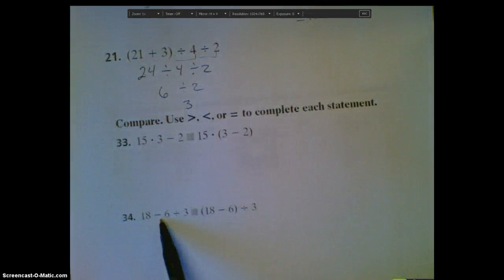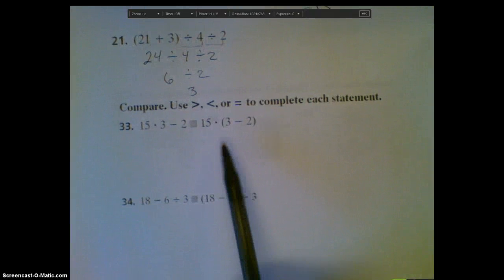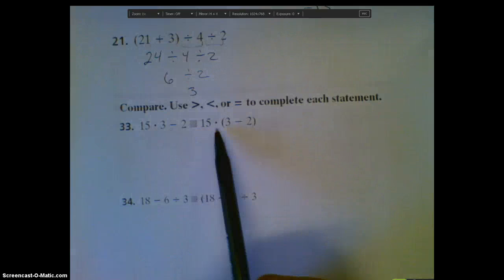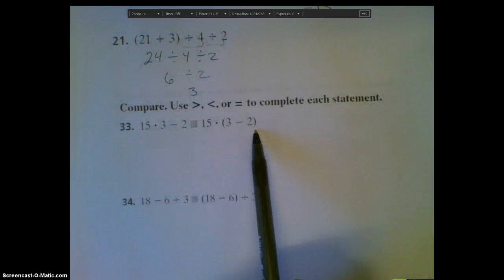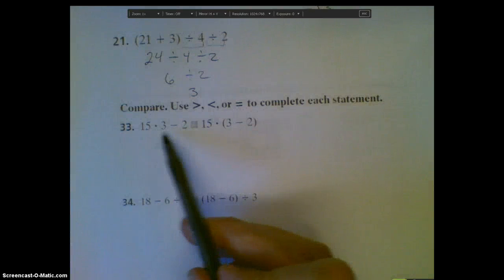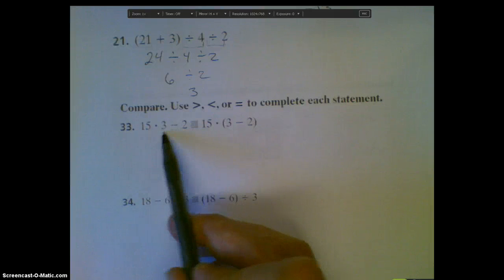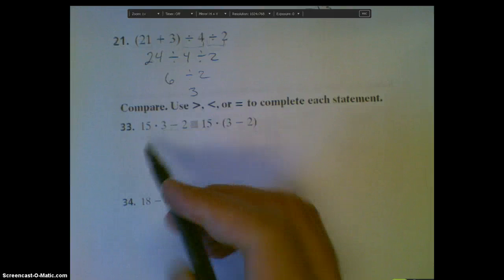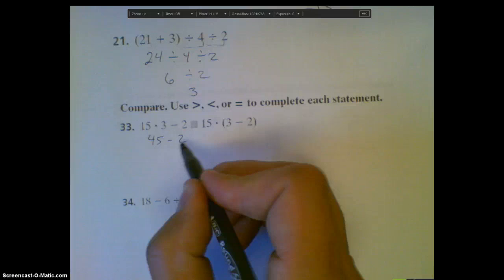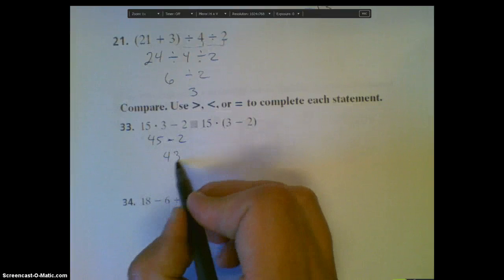34 and 33 are different kinds of problems. You actually have to simplify two sides and decide which one is greater than, less than, or equal. So I've just got to do the order of operations. I multiply first, then I subtract. 15 times 3 is 45 minus 2. I'm just bringing that down. 45 minus 2 is 43.